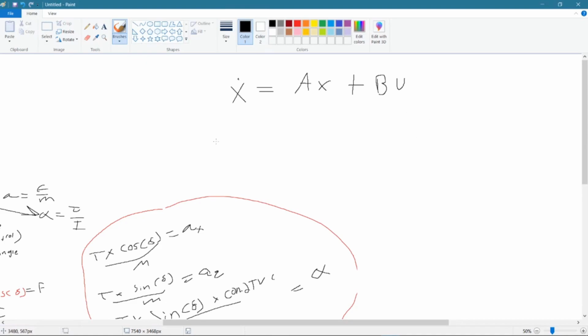As far as math goes, when you see an equation in front of you that looks something like this, that's a sigh of relief right there. It's going to be something plus something else, and we're going to get an output. Nothing funky going on here. And then there is also the second component of it, which will be y equals cx plus du.